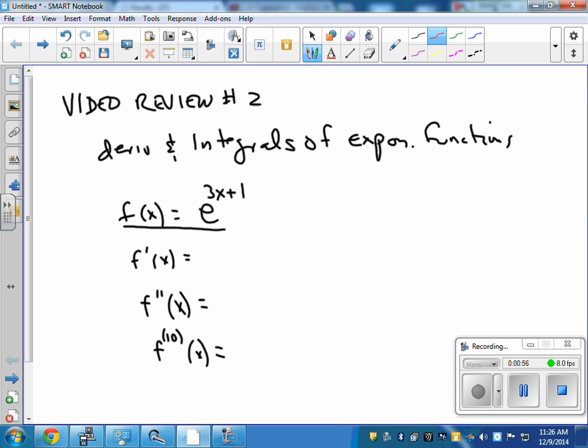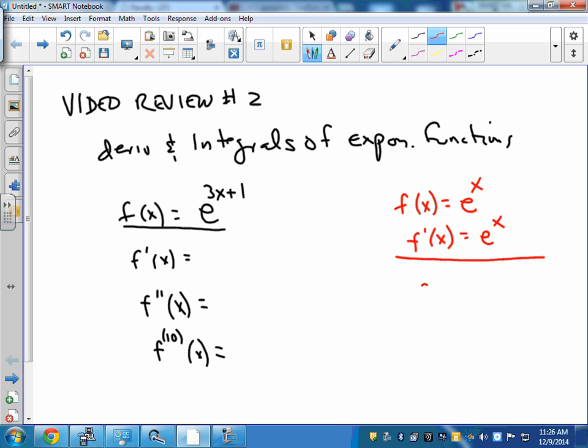So let's see. Here's our operative rule. If f(x) is e^x, the derivative of that will simply be e^x. Using the chain rule, if we have f(x) = e^u, the derivative will be e^u, but don't forget you need du/dx. So that would be the chain rule coming into play, and these should allow us to answer these questions pretty easily.